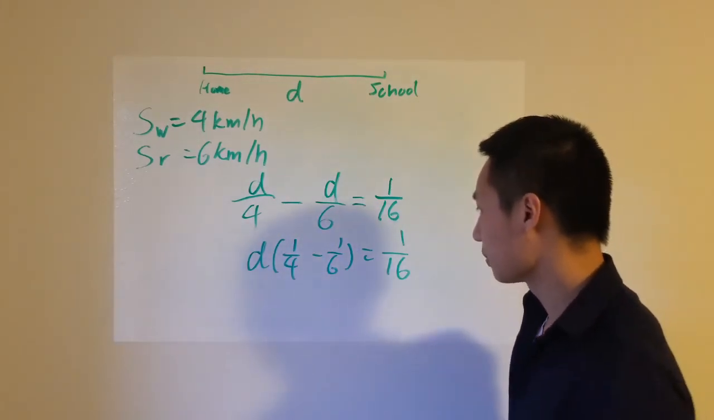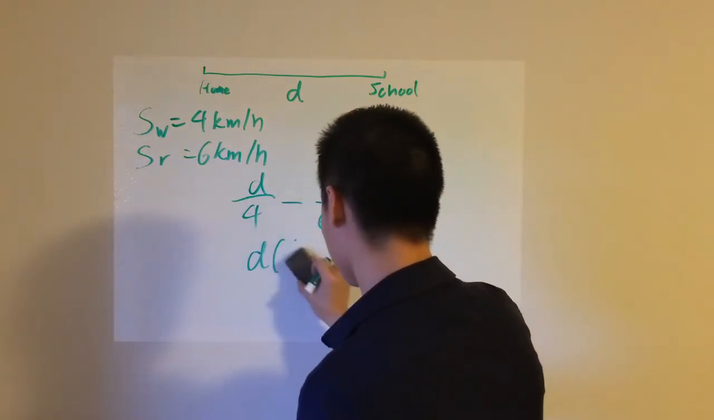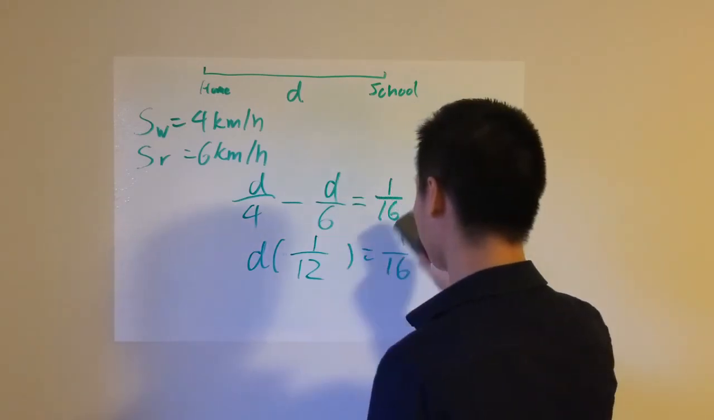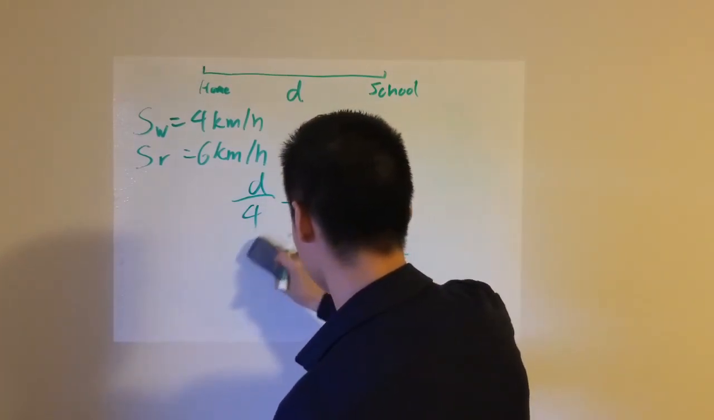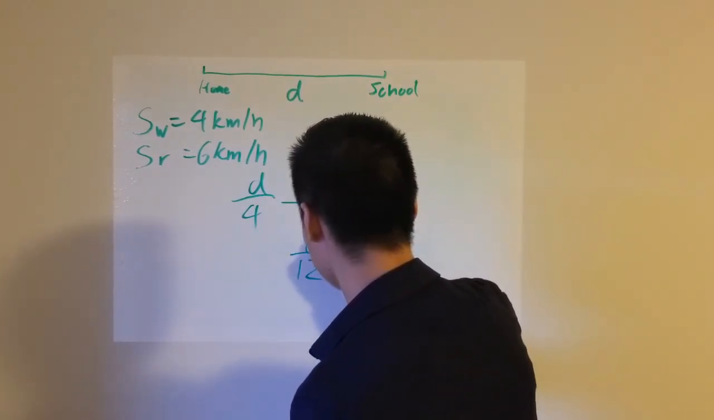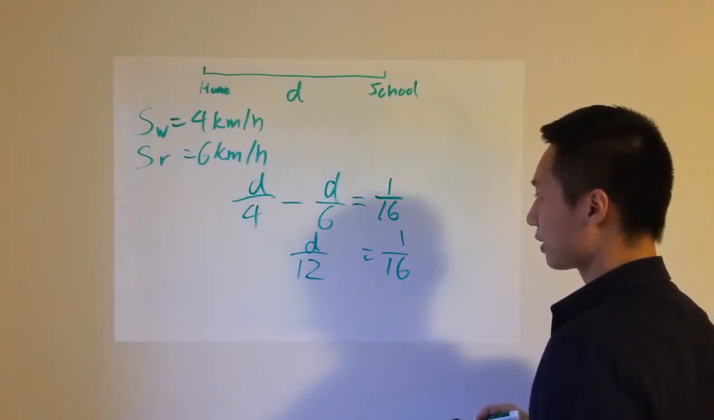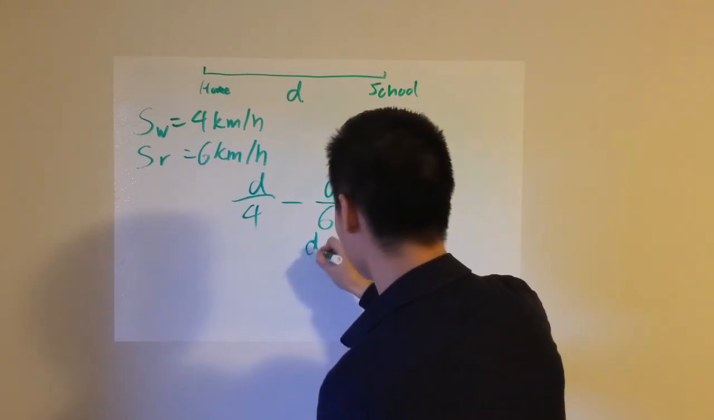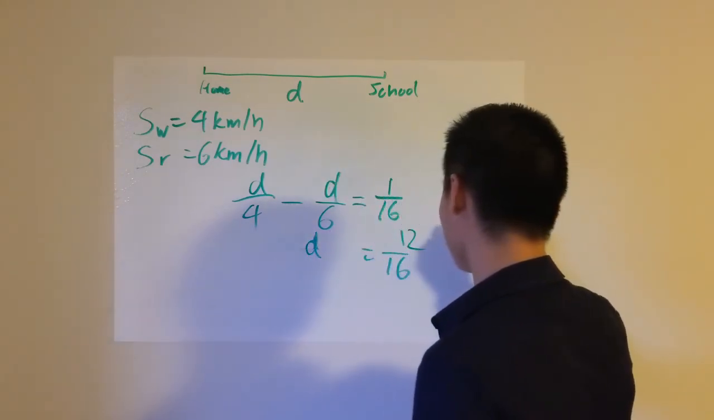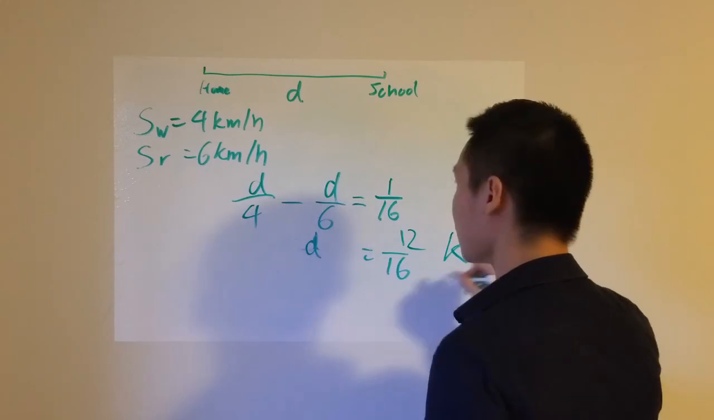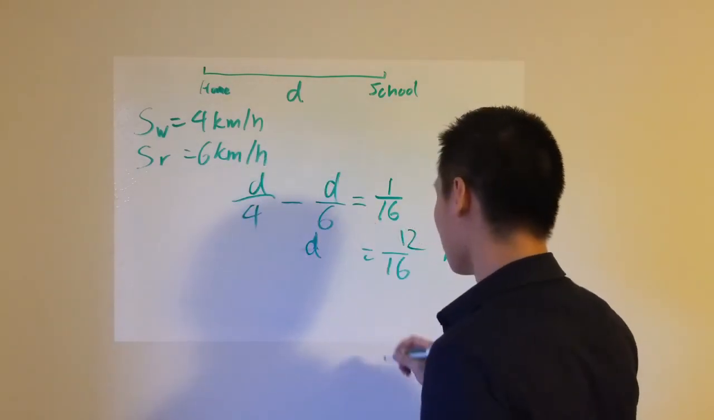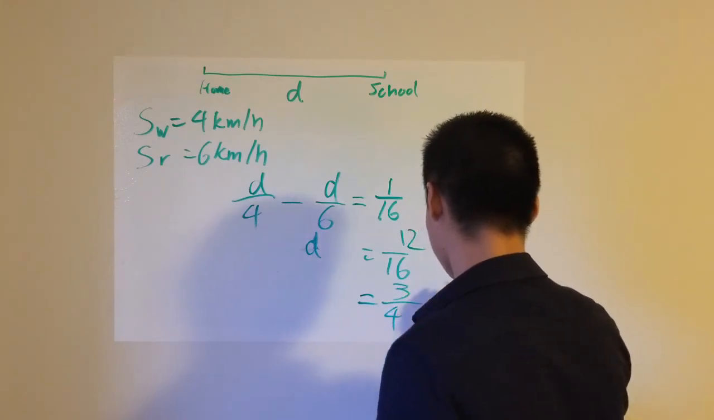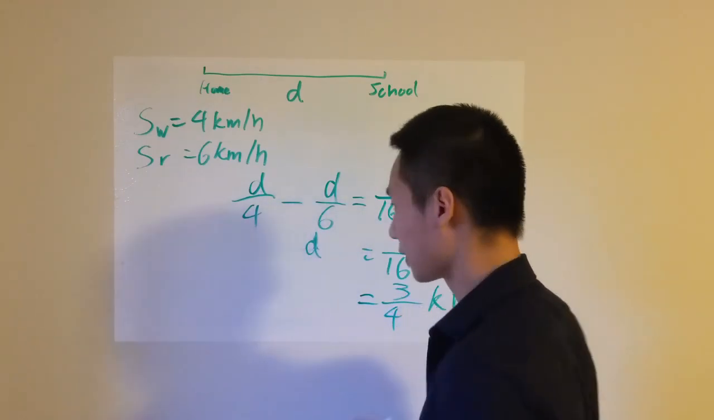The least common multiple is 12, so this becomes 1 over 12. D times 1 over 12 is 1 over 16. In other words, D over 12 is equal to 1 over 16. Multiply both sides by 12 to isolate D. So you have D is equal to 12 over 16 kilometers. That's the unit of measure we've been using. And if you want to simplify that, this becomes 3/4 kilometers. And that's the answer.